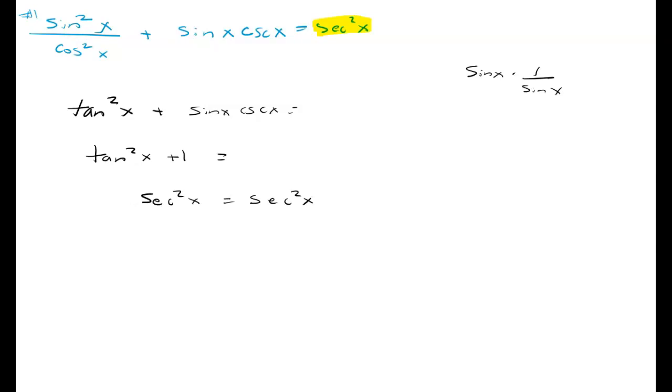All right, so let's try another one. Number 2. Let's say secant of theta cosecant of theta is equal to tangent of theta plus cotangent of theta.